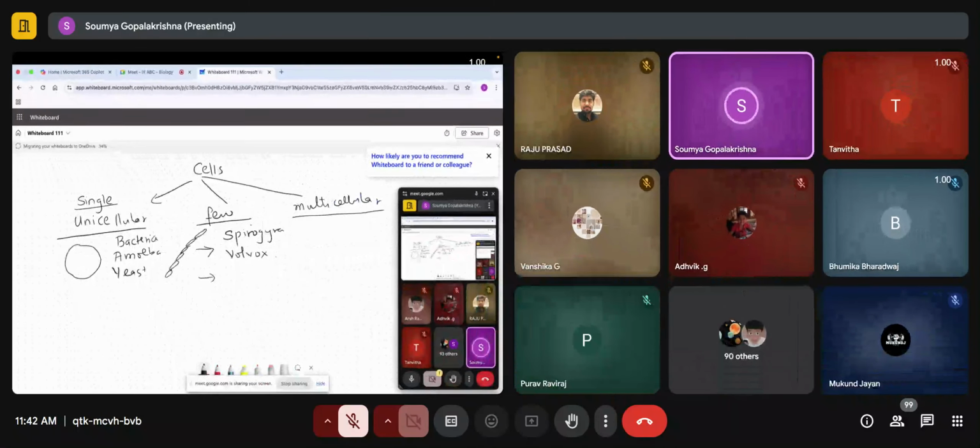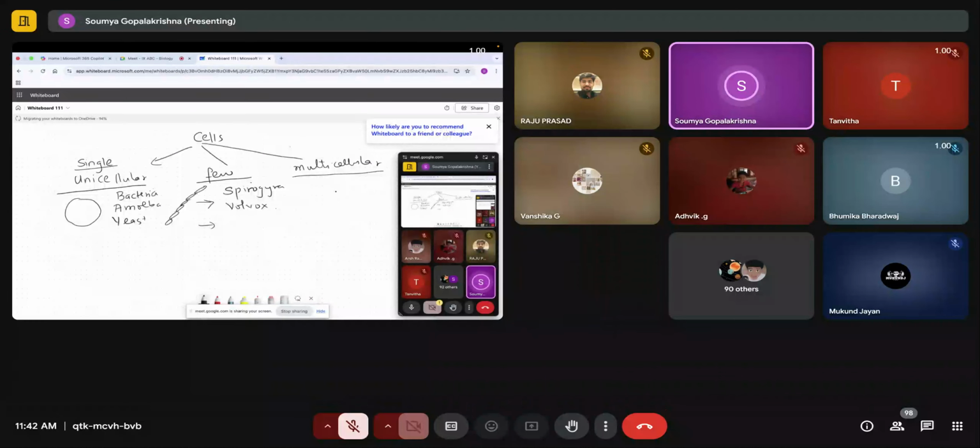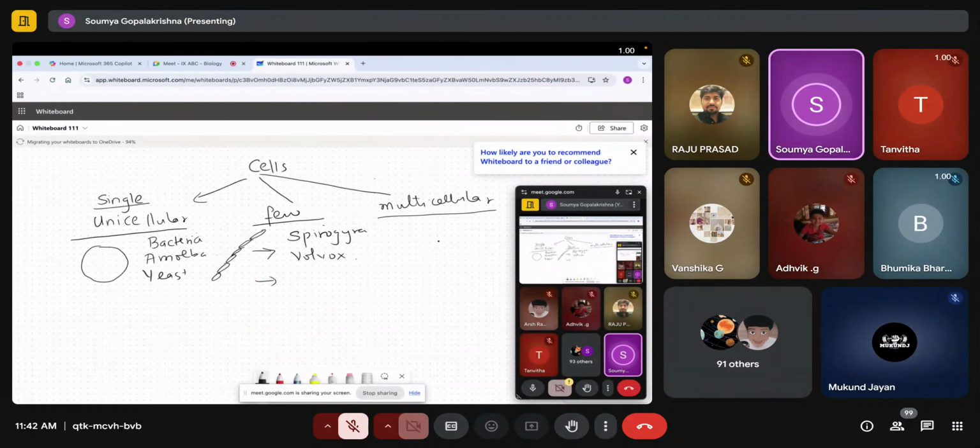Multicellular organisms: you cannot count the number of cells. Many cells become multicellular organisms. So you can say all invertebrates and all vertebrates come under multicellular organisms. All plants and animals come under multicellular organisms.